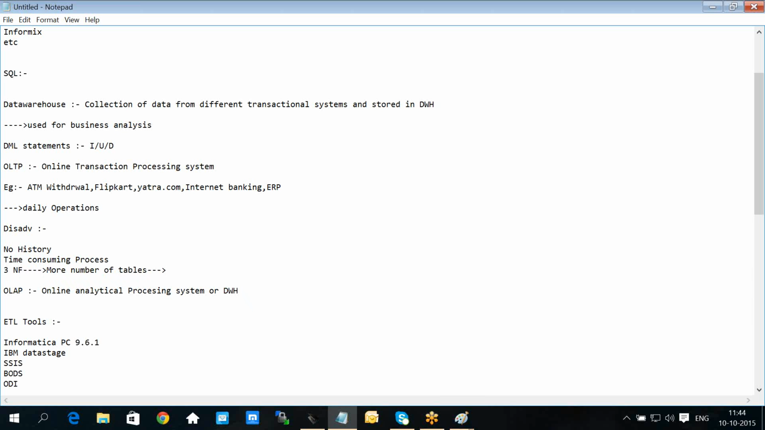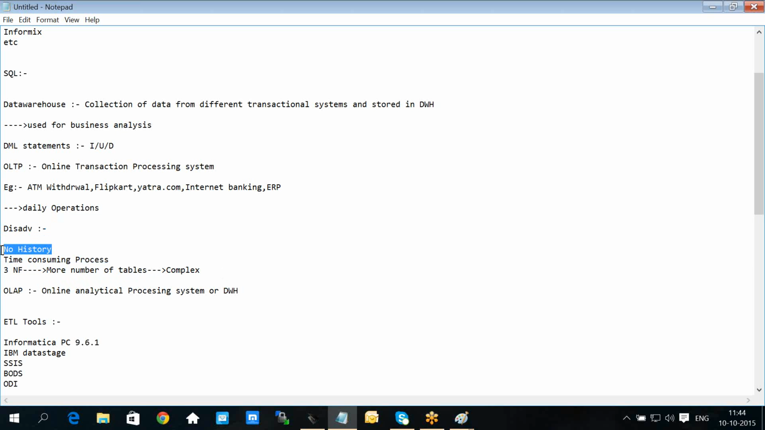What is the disadvantage of having more tables? Suppose I want to read the data. Is it easier to read the data from 2 tables or from 10 tables? 2 tables is always easier, right? If you have fewer tables, fewer joins are required, so your query will perform better. If I have more tables, there are more joins, and you need to write a complex query. That is the reason we don't use transactional systems for analyzing the data.